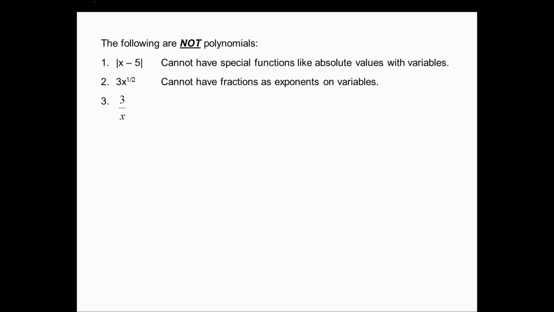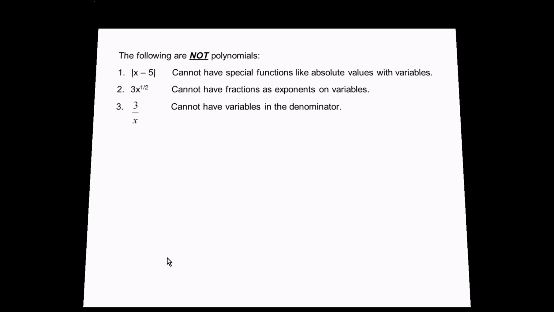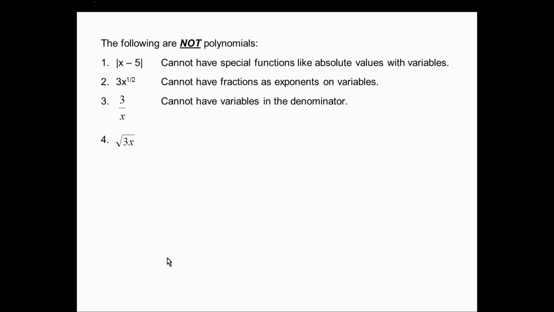And number 3, 3 over x. Can't have variables in the denominator, so that's not allowed. It's not a monomial, but it is a term. Okay, all of these things are in fact terms, but they're not polynomials. And number 4, square root of 3x. Okay, the x is in fact under the square root. That's not allowed. It's okay if the 3 is, but not the x. So it's not a polynomial because of the square root capturing the x. Hopefully you're catching on to what is a polynomial and what is not a polynomial.